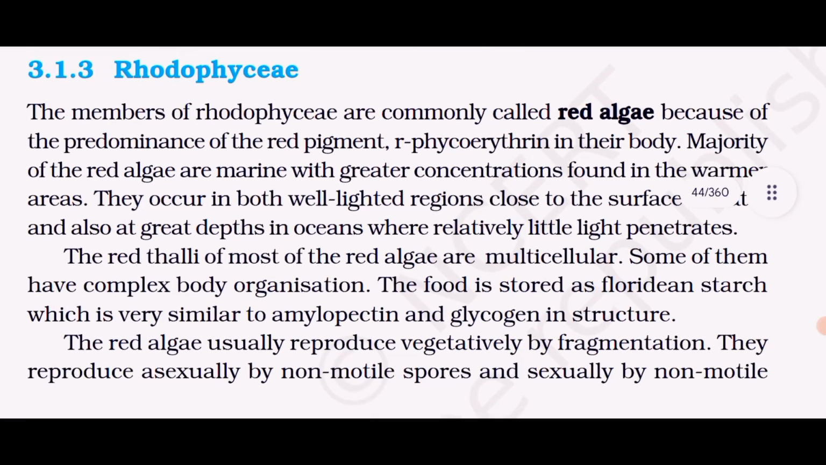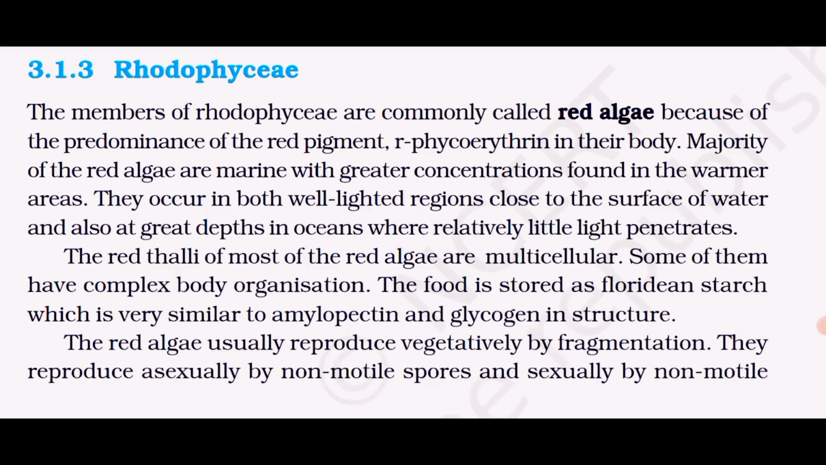3.1.3 Rhodophyceae. The members of Rhodophyceae are commonly called red algae because of the predominance of the red pigment, phycoerythrin, in their body. The majority of the red algae are marine, with greater concentration found in the warmer areas. They occur in both well-lighted regions close to the surface of water and also at great depths in the ocean where relatively little light penetrates. The red thalli of most of the red algae are multicellular. Some of them have complex body organization.